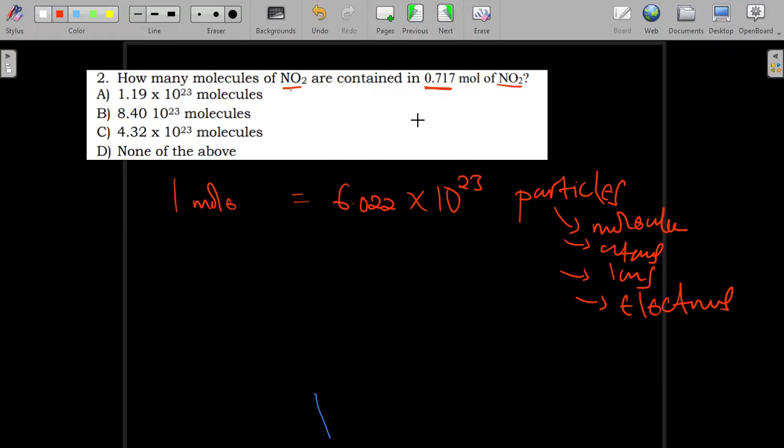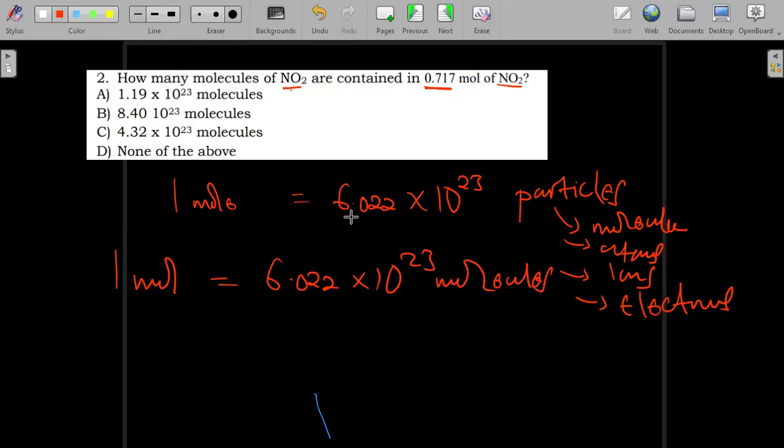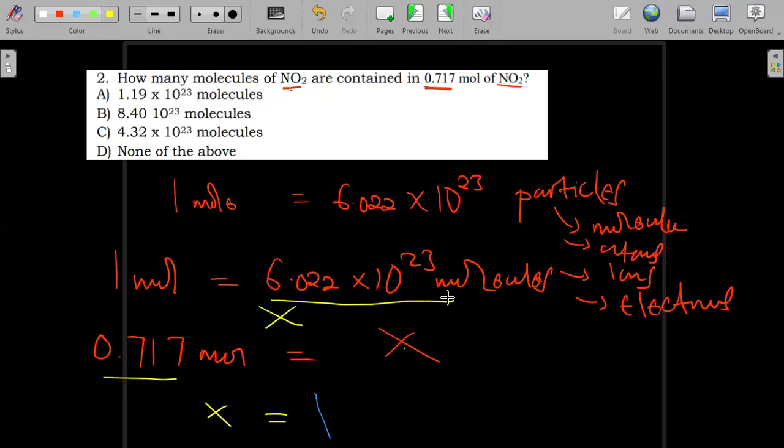So what are we going to do there? We're going to say one mole has 6.022 times 10 to the power 23 molecules of NO2. What if I have 0.717 moles? How many molecules am I going to find there? We're just going to cross multiply. Cross multiply, x is equal to this number multiplied by this. What are you going to get? Let me multiply on my calculator.